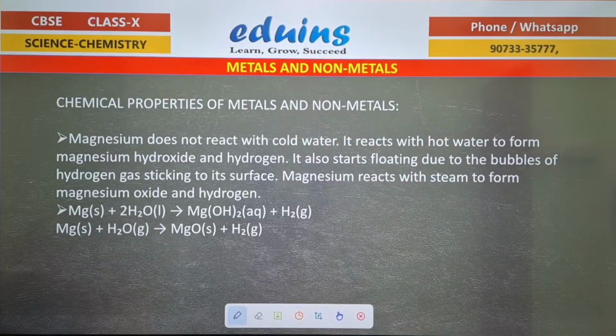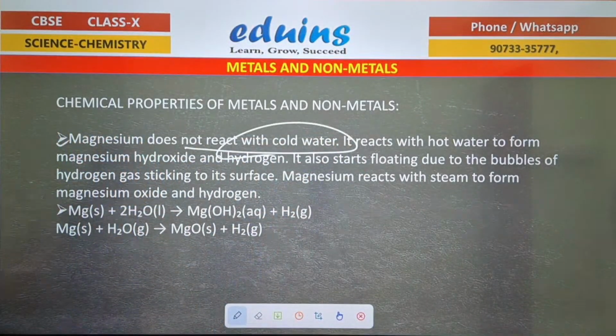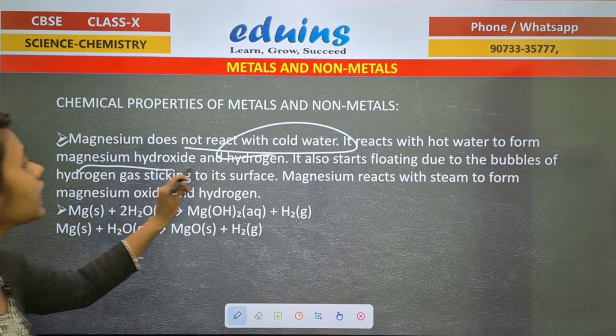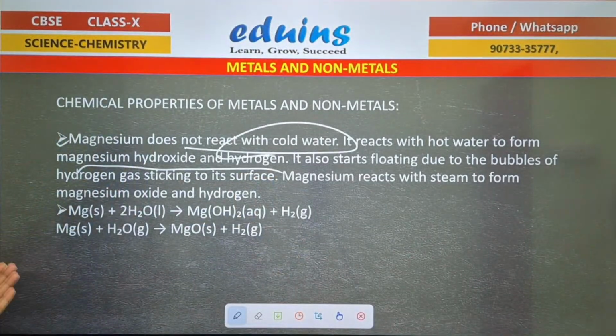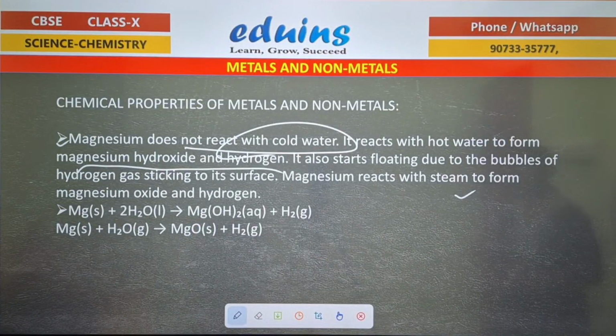So, magnesium does not react with cold water. This is an important point. With cold water, there is no reaction. It reacts with hot water to form magnesium hydroxide and hydrogen. It also starts floating due to the bubbles of hydrogen gas sticking to its surface. When magnesium reacts with steam to form magnesium oxide and hydrogen, this is the best reaction process because magnesium reacts better with the steam than the hot water.